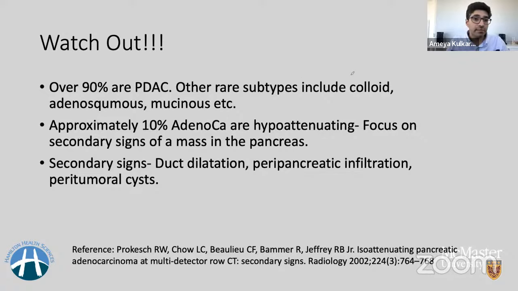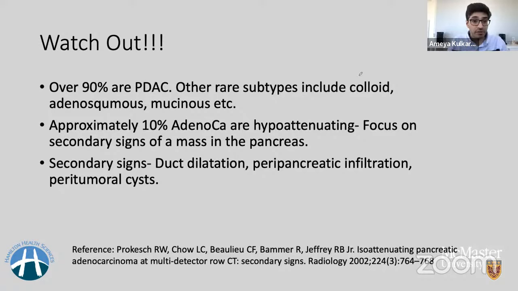What are other subtypes of adenocarcinomas? You can have colloid, adenosquamous, mucinous forms. Approximately 10% of adenocarcinomas are hypoattenuating. So remember, you may not see them that well. And then in these cases, you have to focus on secondary signs like dilated ducts, abrupt cutoff, or change in the contour, all those kinds of things.